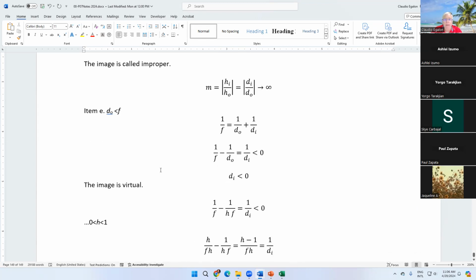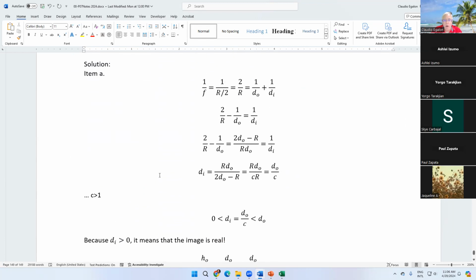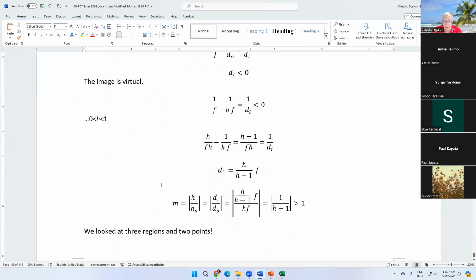Okay, that's what we did for concave mirrors. Next one is going to be convex mirrors.